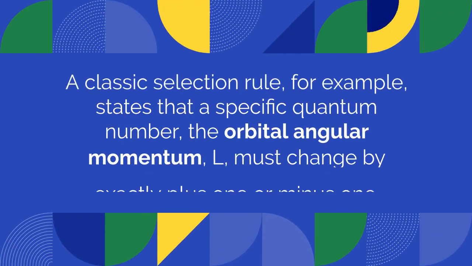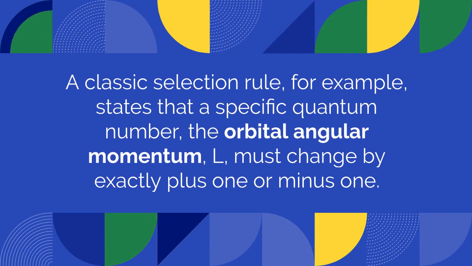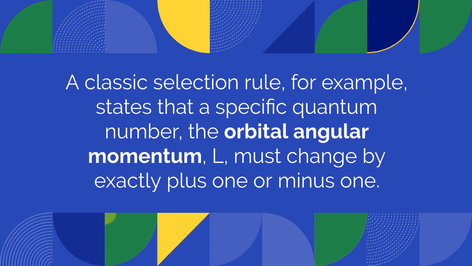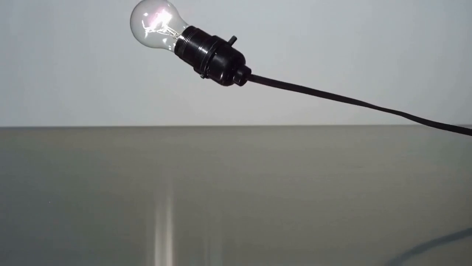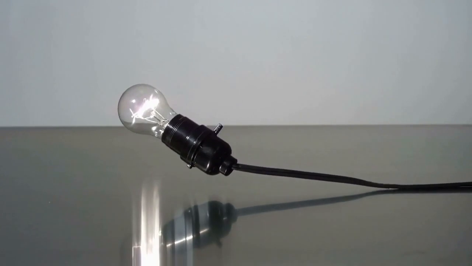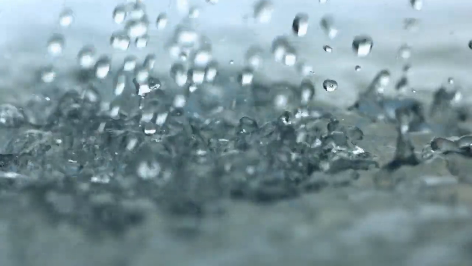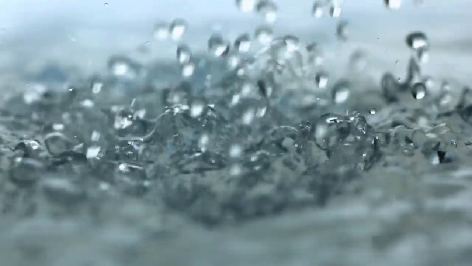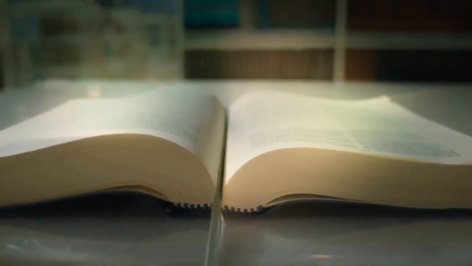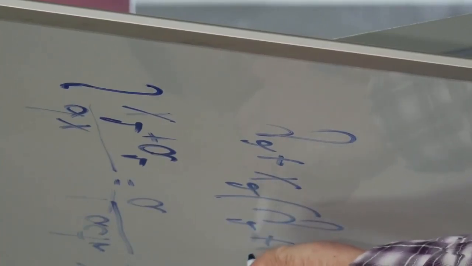A classic selection rule, for example, states that a specific quantum number, the orbital angular momentum, L, must change by exactly +1 or -1. So, an electron can easily jump from an s orbital, L equals 0, to a p orbital, L equals 1. Because these transitions are so probable, they happen very quickly and frequently. This results in the strong, sharp, and intense lines we see in an absorption or emission spectrum. When you see a very prominent spectral line, you're almost certainly observing an allowed transition.